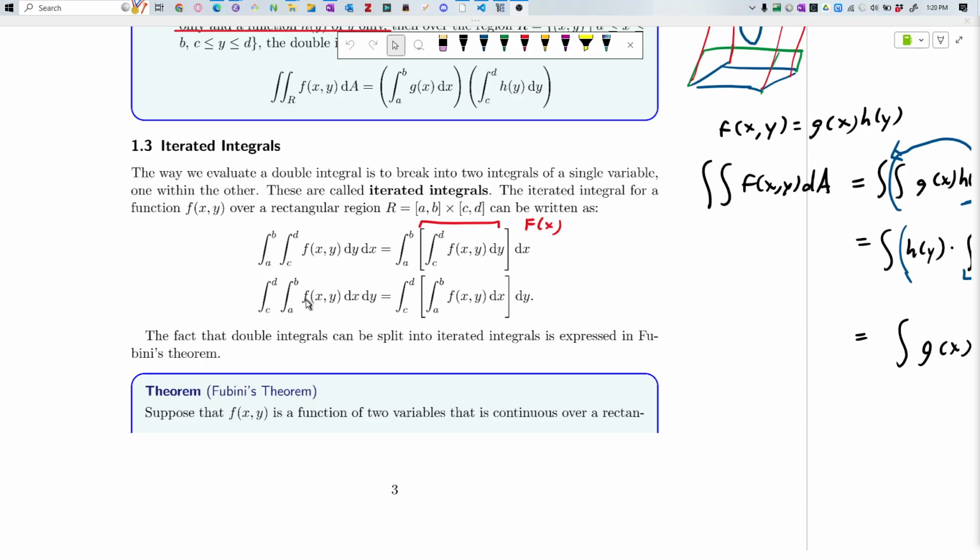Contrasting these two, the difference is that you swap which integration you're doing first. Here we first integrate with respect to y, then x. Here we integrate with respect to x, then y. And notice that by swapping the order of integration, we also swap the bounds, so a to b, c to d becomes c to d, a to b. I'm probably reading that the wrong way around, but I read that outside in, though you would evaluate inside out. Okay, the fact that double integrals can be split into iterated integrals.